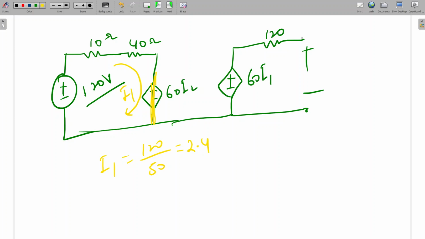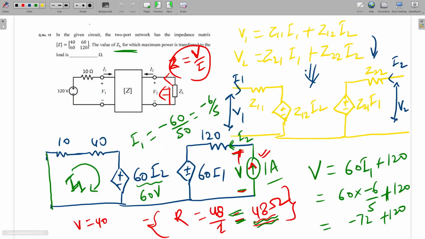See here current is 0. So what will be the voltage here? V will be 60 I1, so it will be 144 volt. So this will be the Thevenin's voltage. To make it simpler, for any two-port, whether it is H parameter, Y parameter or Z parameter, if we go with this approach, the problem becomes clear and you can see what step to do next. You can solve it in less time. Is it clear to all? Should I move to the next question?